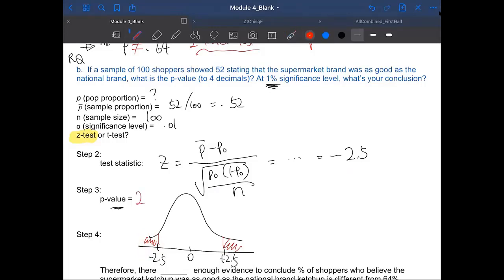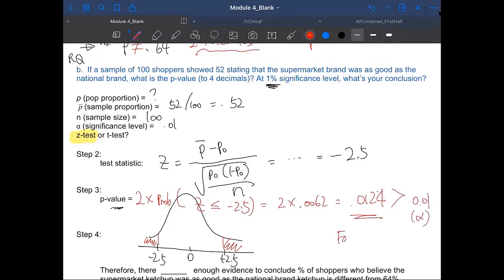It's going to be 2 times the probability of z to the left of negative 2.5. What I'm referring to here is just this one. You can use your table to find it, and that's just going to be 0.0124. So you want to compare this p-value with your alpha. I think alpha is given to be 1%. So this is actually higher than alpha, so you fail to reject.